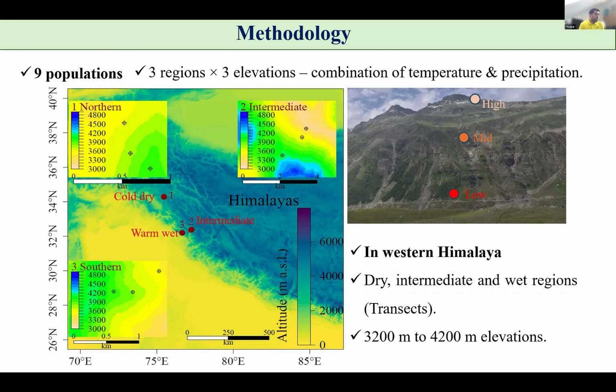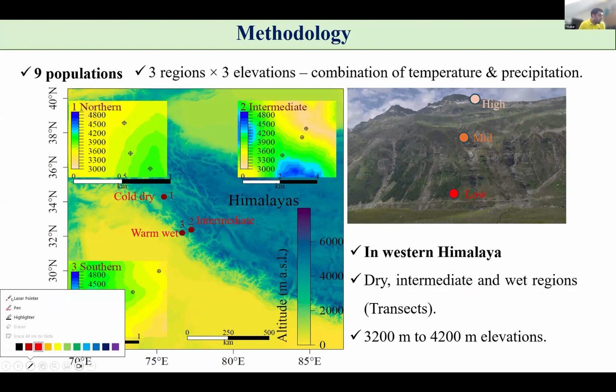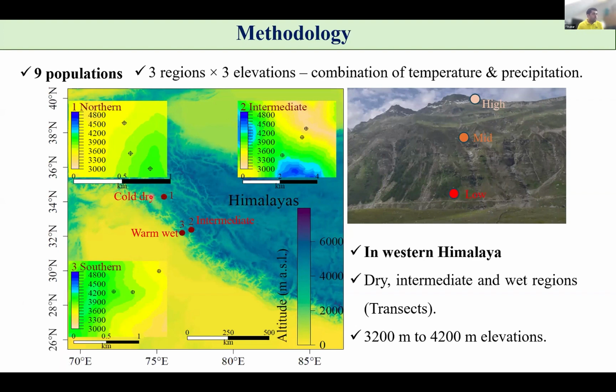So here, in this map, you can see the populations. The population towards the northern latitudes, number 1, is the coldest and driest region, number 2 is the intermediate one, and the third one is the warmest and the wettest region as a whole. But in each region we have 3 different elevations.